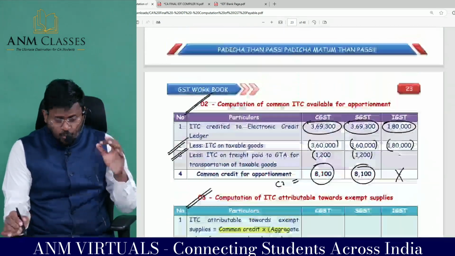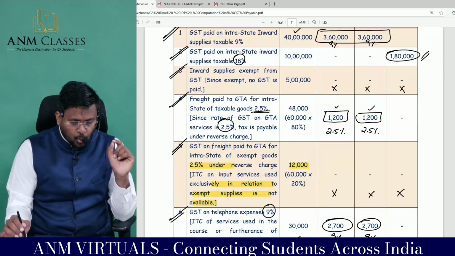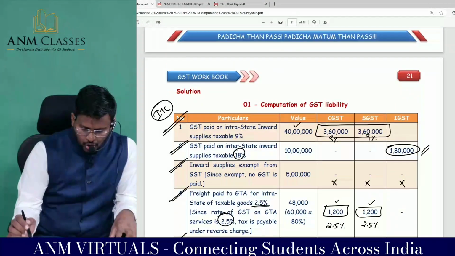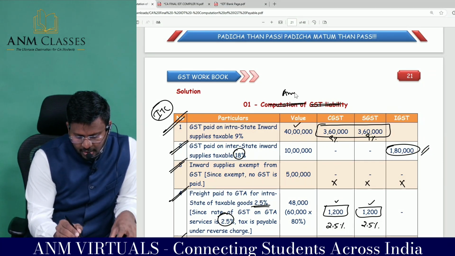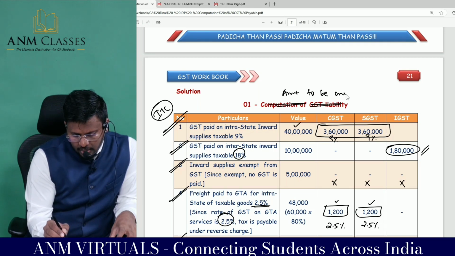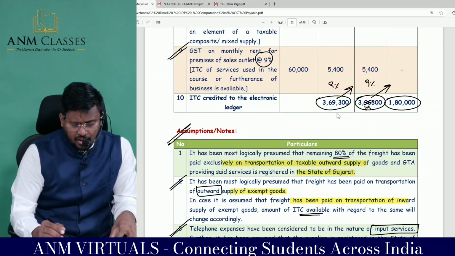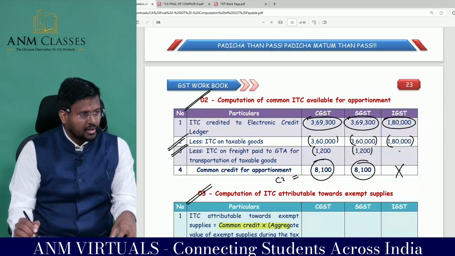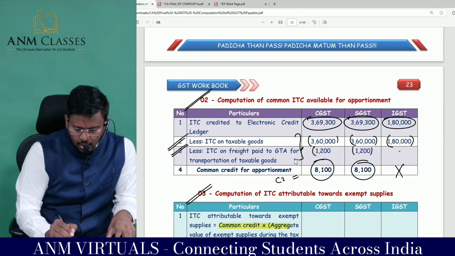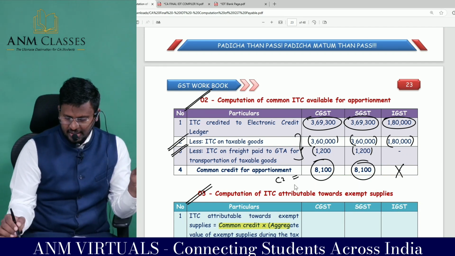So we have calculated what all we have calculated. You just think, sir, first we have finalized the eligible ITC amount to be credited to the electronic credit ledger. Instead of computation of GST liability, we can make it like this: amount to be credited to the electronic credit ledger. So we are going to credit 3,69,300 and 1,80,000 to the electronic credit ledger. In that, there are the two T4. If you reduce the T4, you will get to C2. That's also fine. Fantastic to the core.